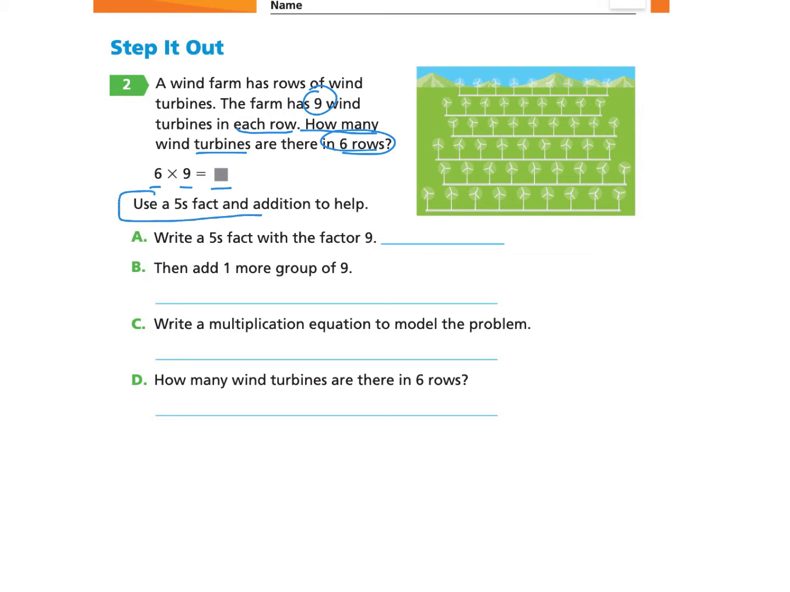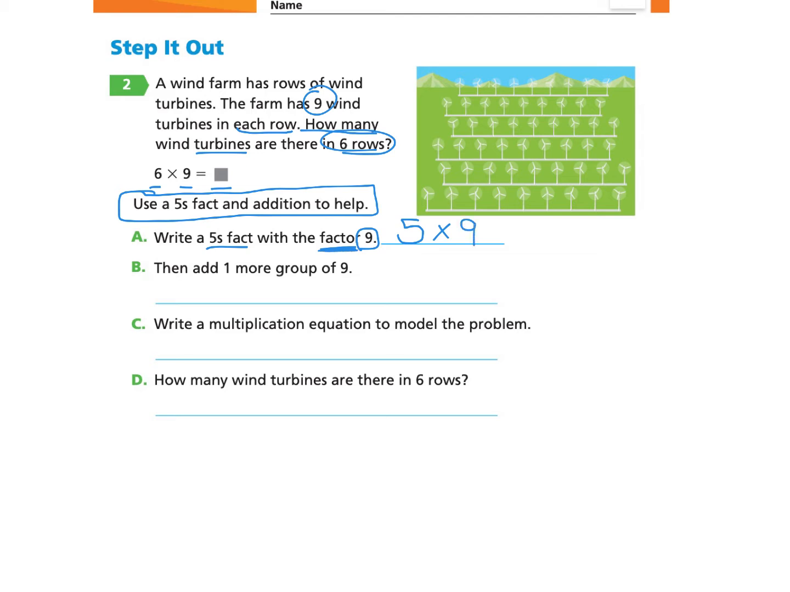They're asking us to use a 5's fact and addition to help solve this problem. So we're just going to follow the steps A through D here together. If you would like to pause this video and try it on your own and come back, you're welcome to do that. Otherwise, let's follow along. So it says, write a 5's fact with the factor 9. So a 5's fact simply means that you're going to do a multiplication equation that has a 5 as a factor. So we'll put the 5 down and then make our multiplication sign. And then it tells us the other factor is 9.